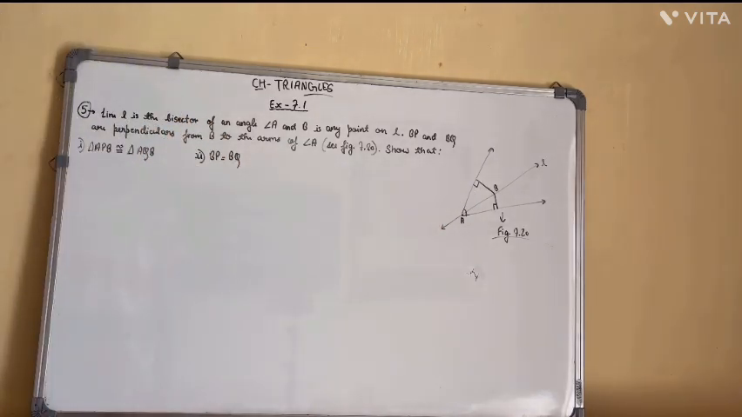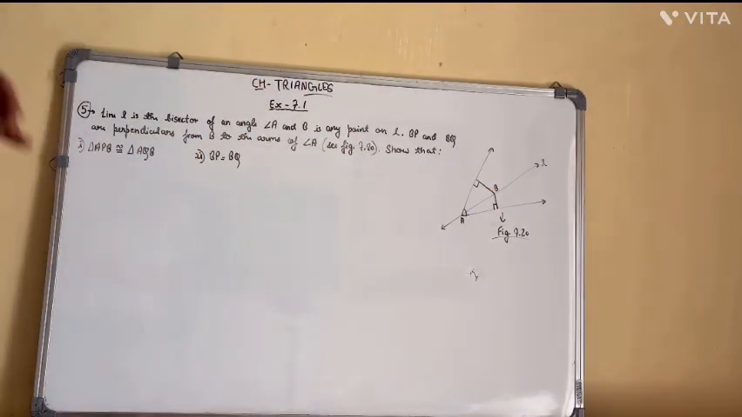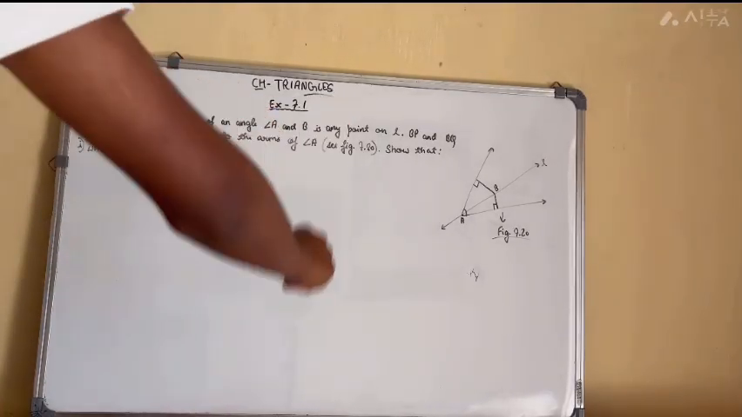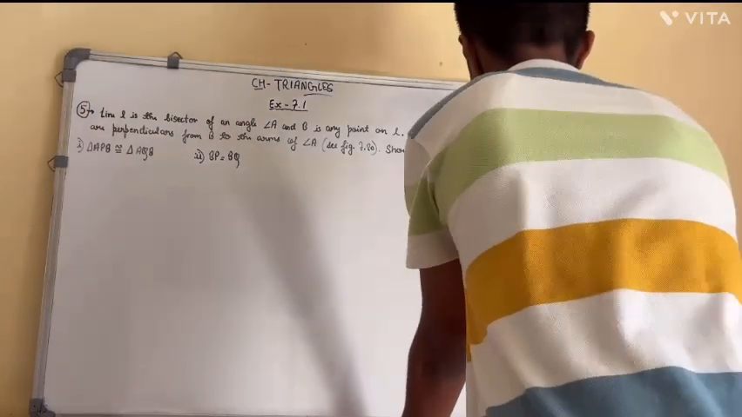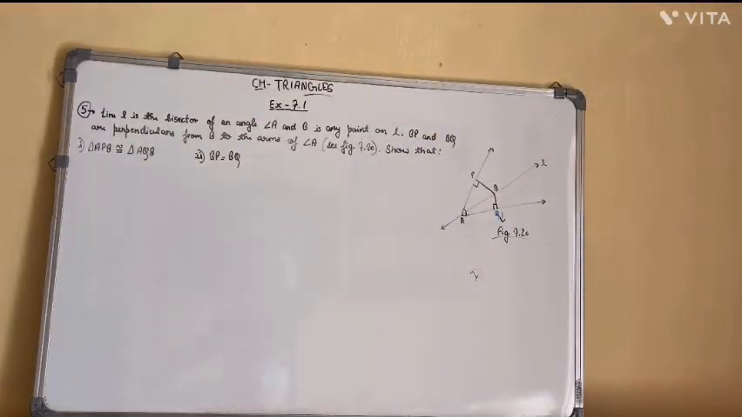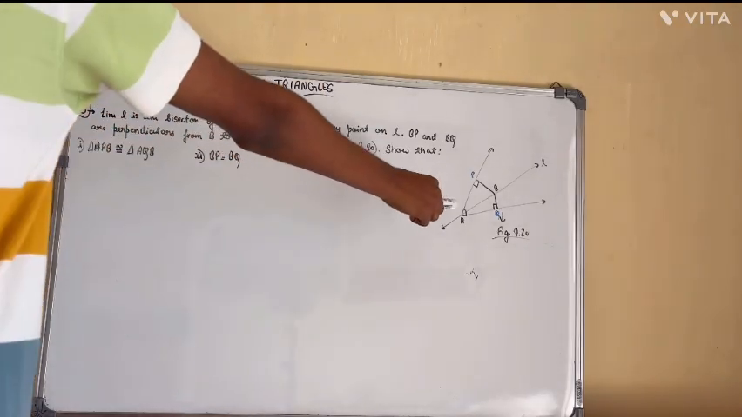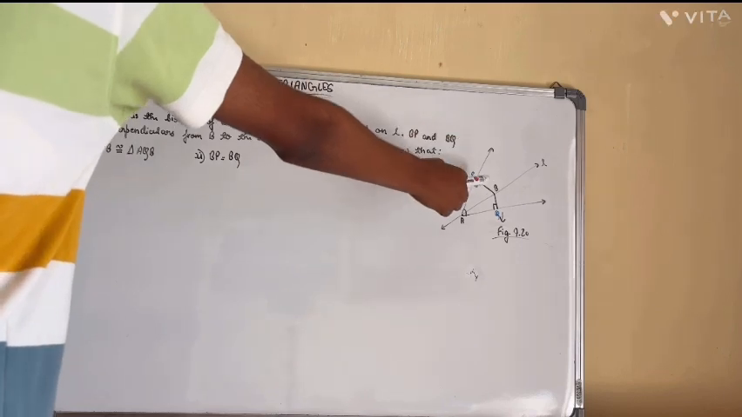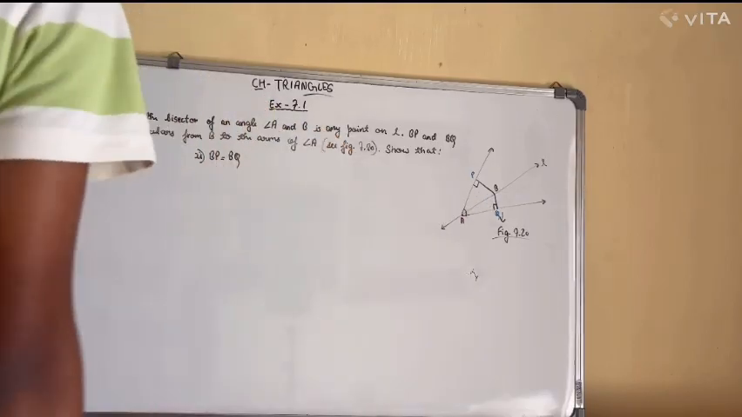Okay, so B is any point on L. BP and BQ are perpendiculars from B. Here P and Q are not given. So BP and BQ are perpendiculars from B to the arms of angle A. Angle A has these two arms. Here both are perpendicular from B. Means that is also 90 degrees and this is also 90 degrees.